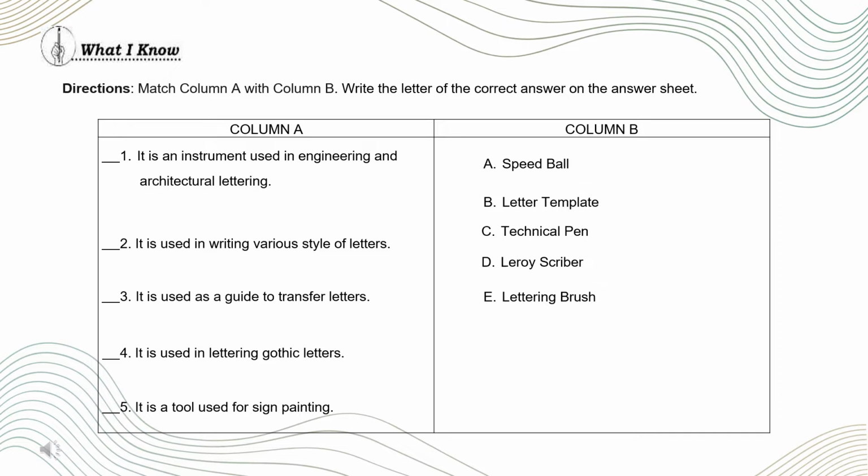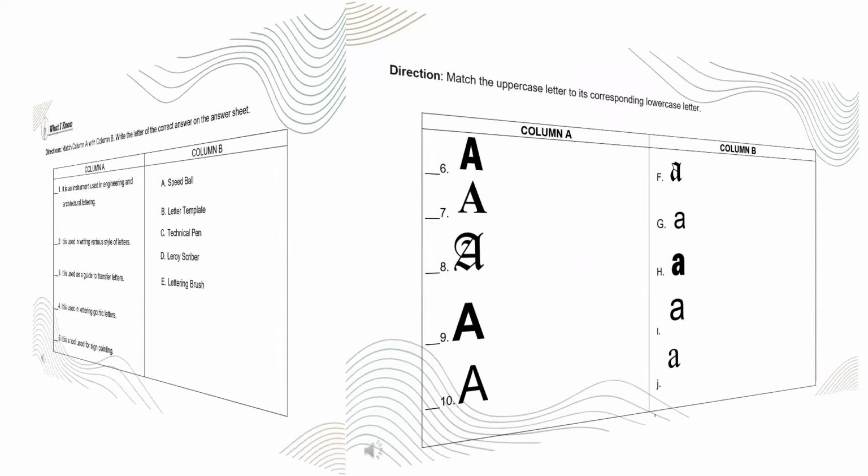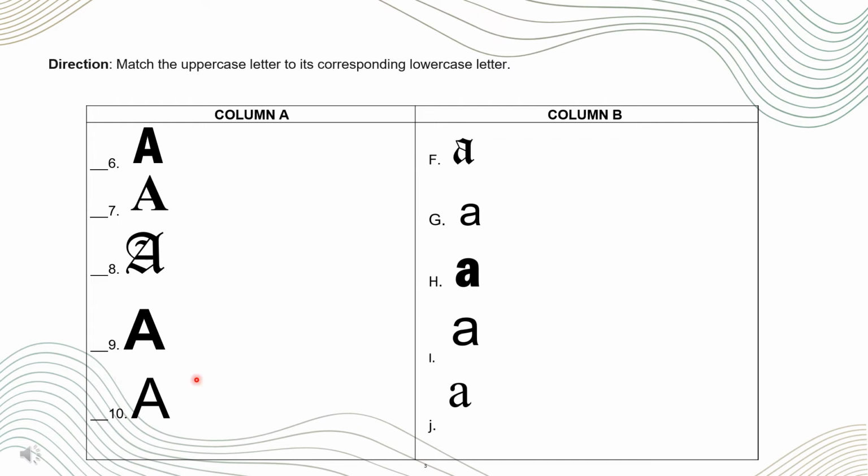What I know. This part includes an activity that aims to check what you already know about the lesson. For the directions, match column A with column B. Write the letter of the correct answer on your answer sheet. For numbers 6 to 10, match the uppercase letters in column A to its corresponding lowercase letters in column B.